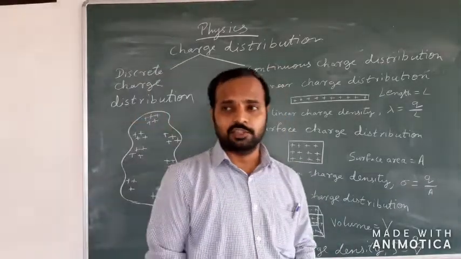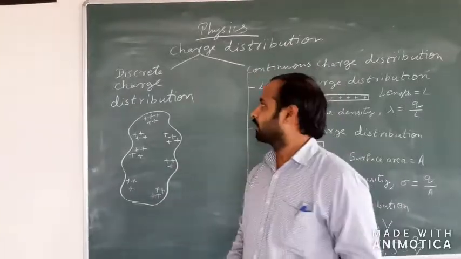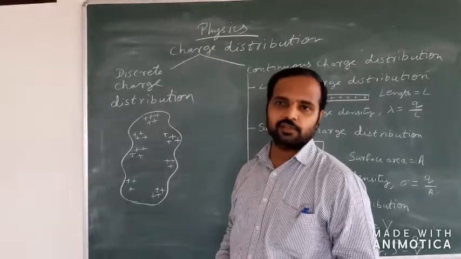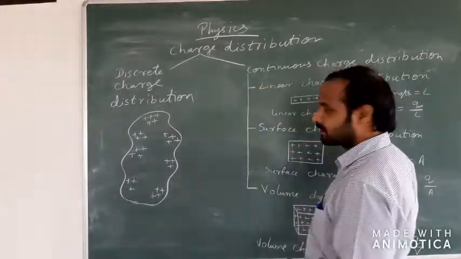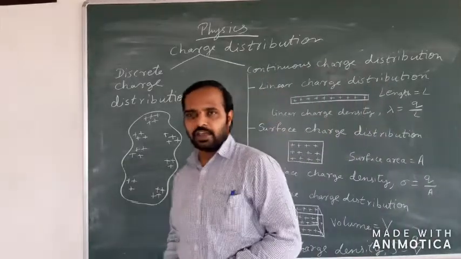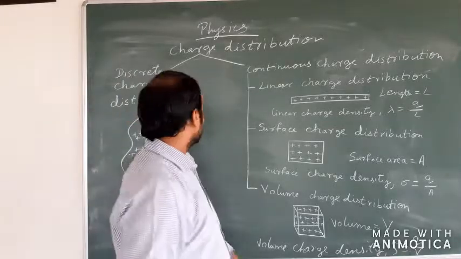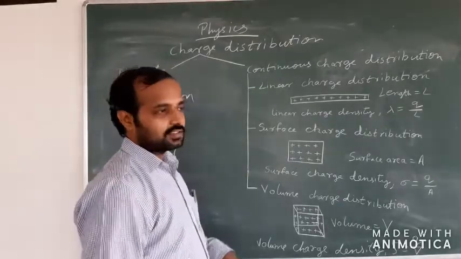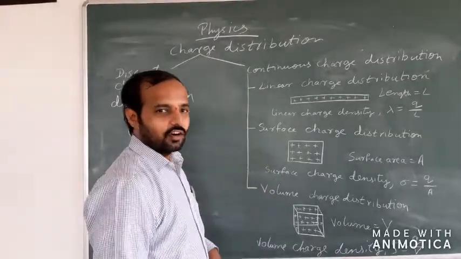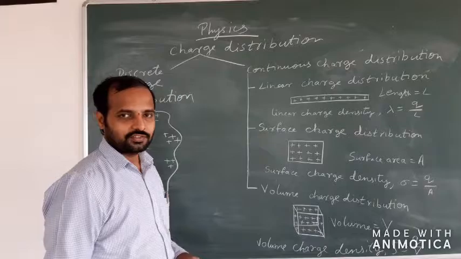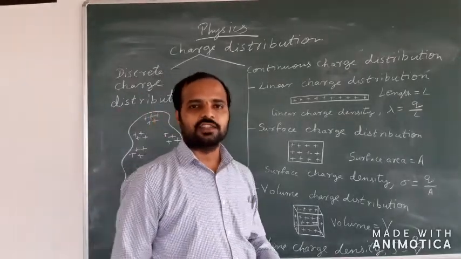Distribution on different objects. So basically there are two types of charge distribution. One is the discrete charge distribution or discontinuous charge distribution, and the other one is the continuous charge distribution. Now how do we categorize these two types of charge distributions? The first type is discrete charge distribution, and this type usually happens on the surface of insulators. The reason is because of the low conductivity of the insulators.